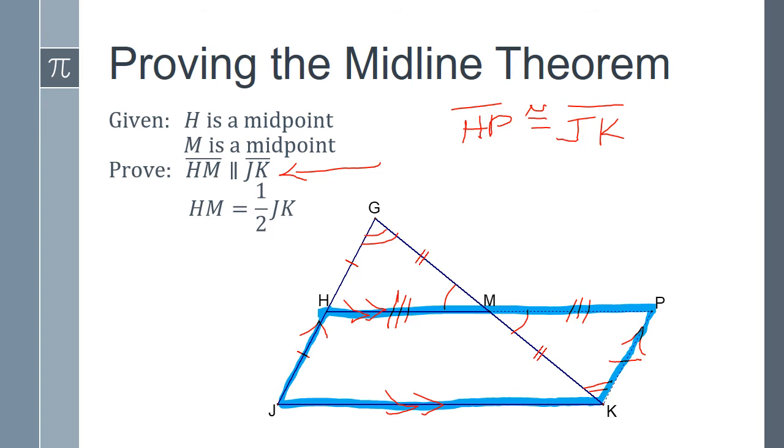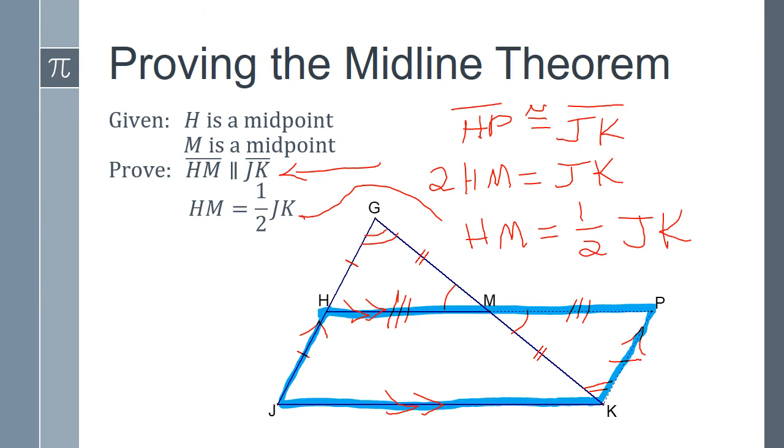We stated earlier that HM is congruent to MP, so we can easily say that 2HM is equal to JK by substitution, right? From there we can divide everything by 2 and we get HM is equal to 1/2 of JK, thus proving part 2 of our theorem.